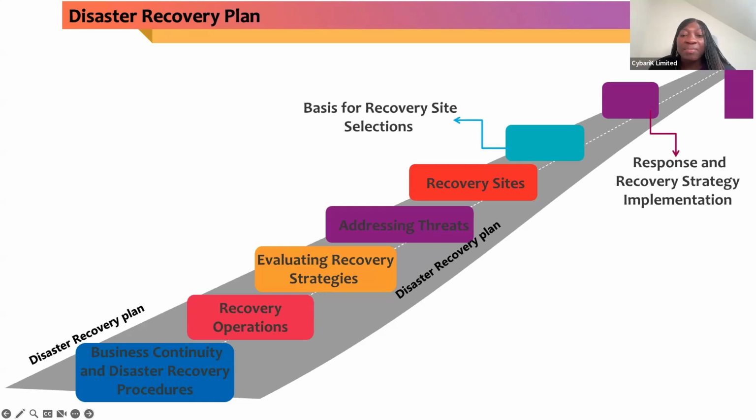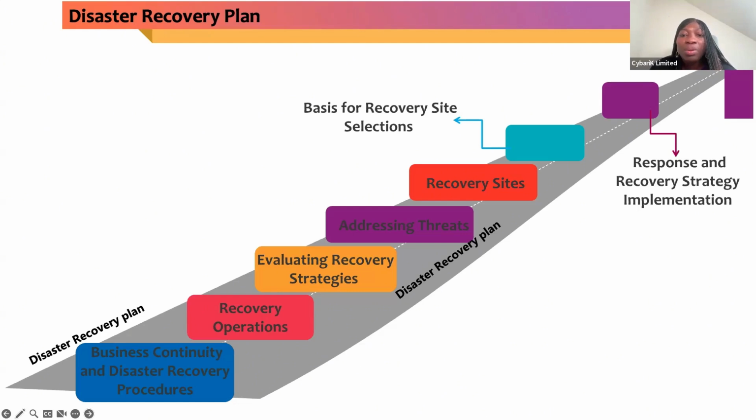So evaluating the different recovery strategies. Addressing threats. I've talked about recovery sites, and of course, that feeds into the basis for recovery site selection. Primary site and secondary site must not be in the same vicinity because of possible risk. And of course, having response and recovery strategy implementation. How do we ensure that we recover? What is our strategy for ensuring that we recover?